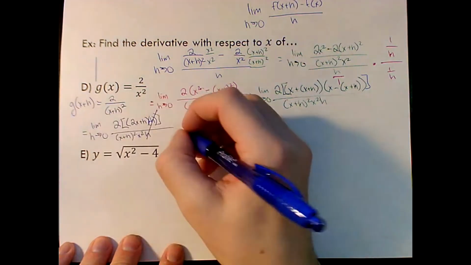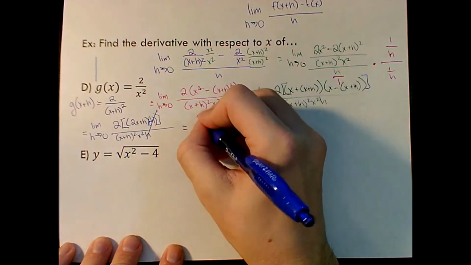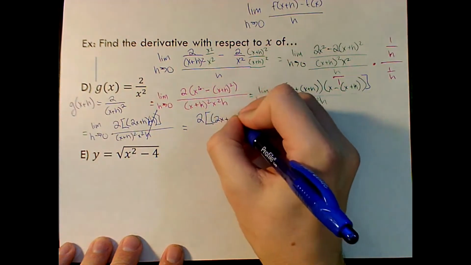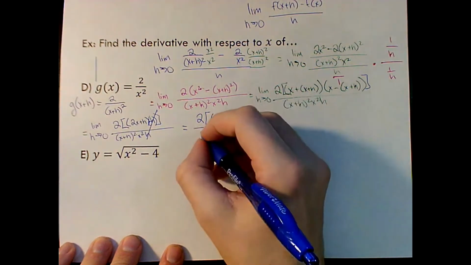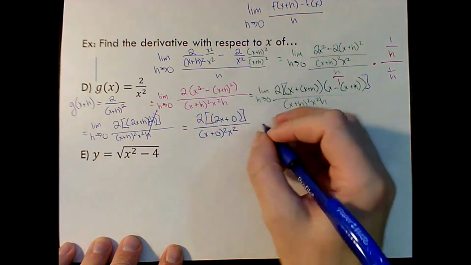At this point, I can actually plug in 0 for h because it won't turn the bottom 0. So I'm going to do that. 2 bracket 2x plus 0 over x plus 0 squared x squared.